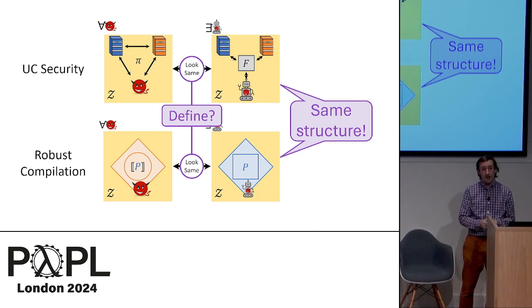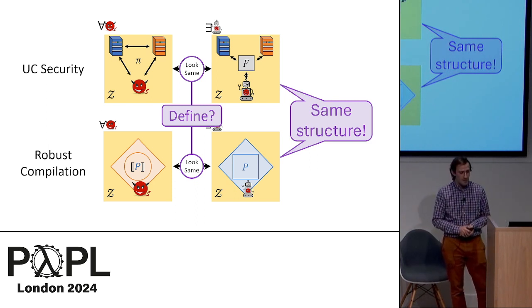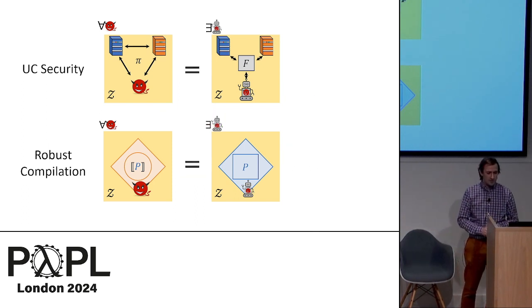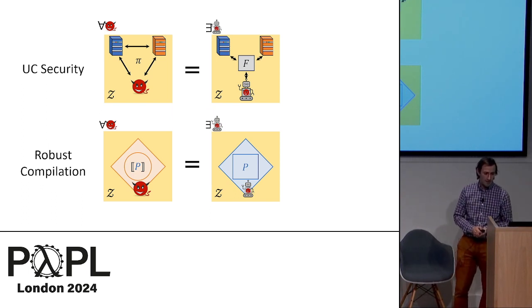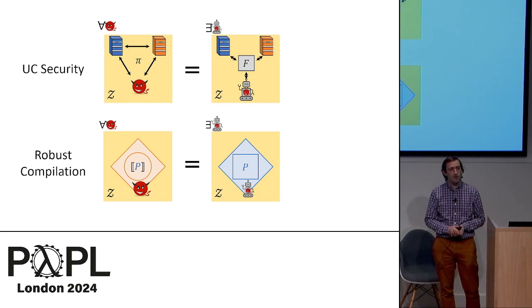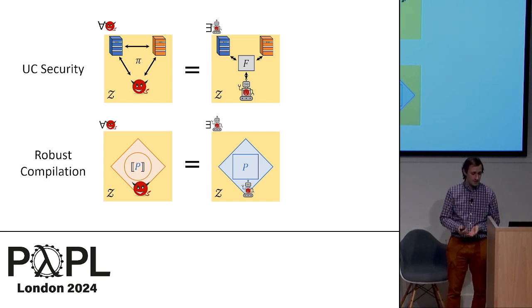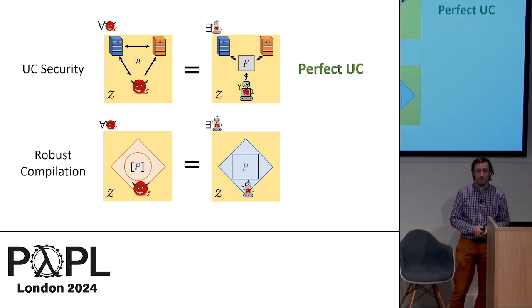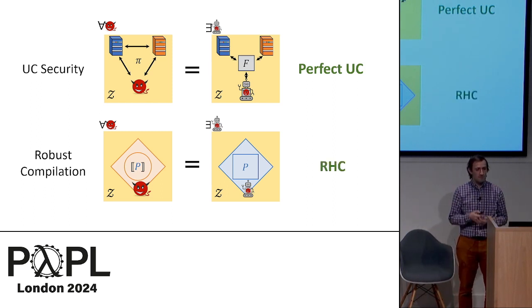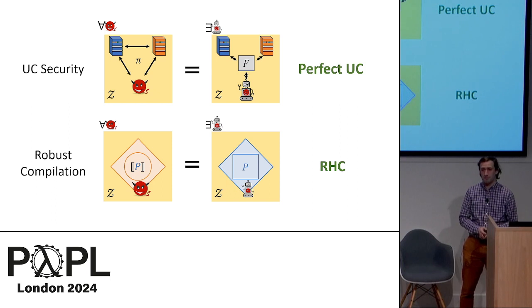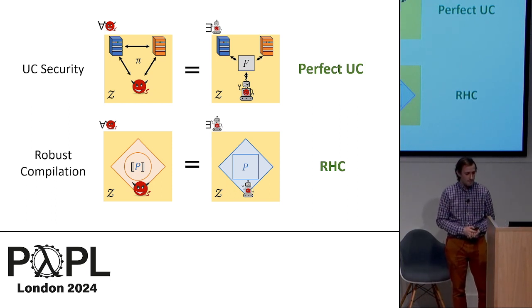I have not told you what that means. And there are a lot of different ways to define looking the same. The simplest one is just equality. You just say these two things have to be exactly equal. And if we do that, we actually get very well understood notions on both sides. We get something called perfect UC security. These behave exactly the same. And we get standard robust hyperproperty preservation on the robust compilation side.